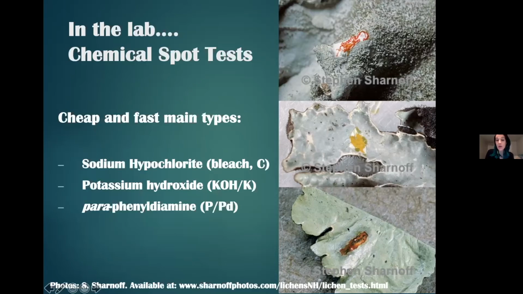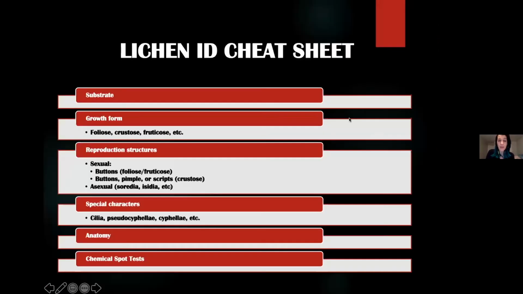And then we also have a third one, and this one might be more difficult to get, but sometimes it's very important, especially for some group of lichens. So this is the lichen ID cheat sheet that I made, and I'm happy to share with you all. But just as a summary, where the lichens are growing is important, the growth forms, the reproductive structures, and if it has any special characters.